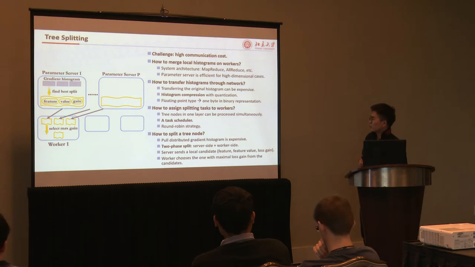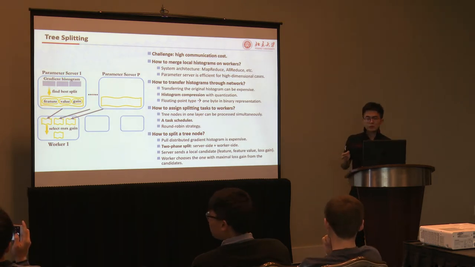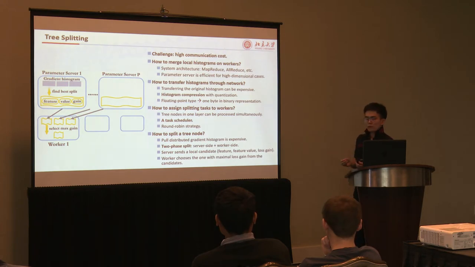When receiving a splitting task, one worker needs to find the best split from the gradient histogram. The gradient histogram is partitioned over several servers, and pulling the entire histogram is expensive. To address this problem, we propose a two-phase split approach. In the server phase, the server finds a local candidate from the histogram partition, including the feature index, the feature value, and the loss gain, and sends it to the worker. In the worker phase, the worker chooses the best one from all the candidates.